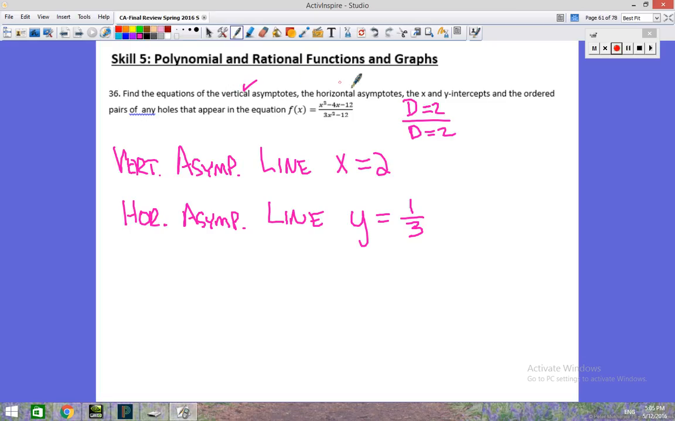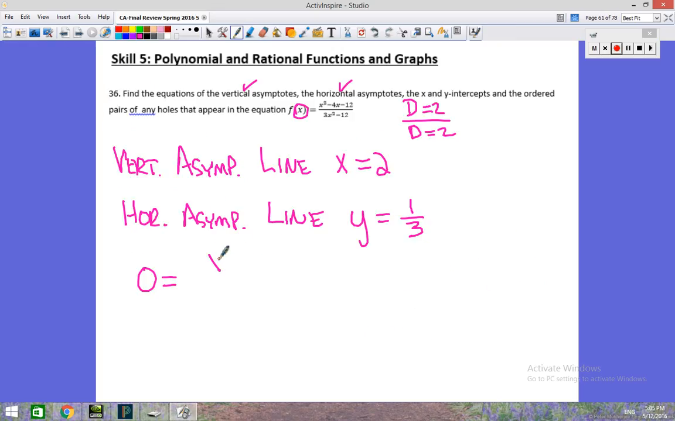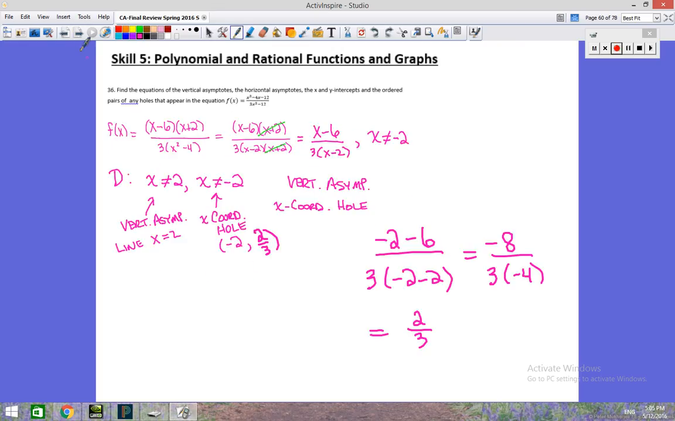We've done the vertical asymptote, we've done the horizontal asymptote, x-intercept and y-intercept. To find the x-intercept, you let y be 0, the output of the function. The output of the function is f. Does this fraction ever reduce to 0? I'm going to write this in factored form. I'll use my reduced x minus 6 over 3 times x minus 2.